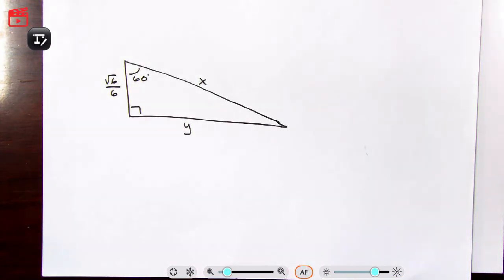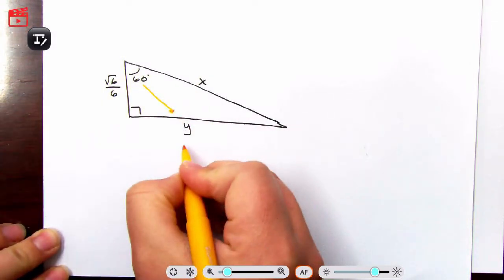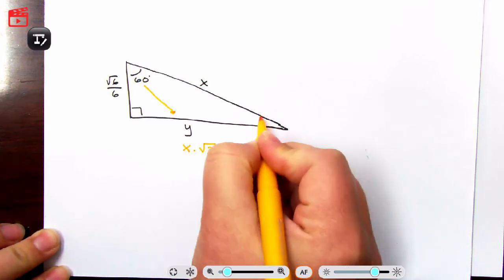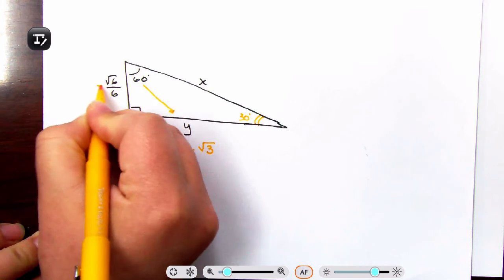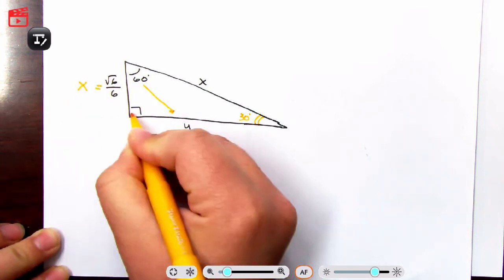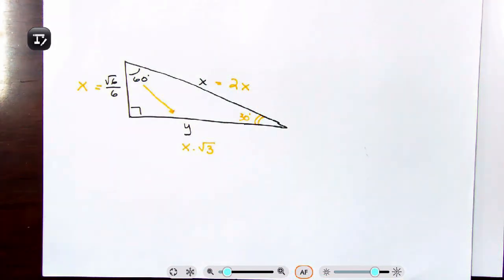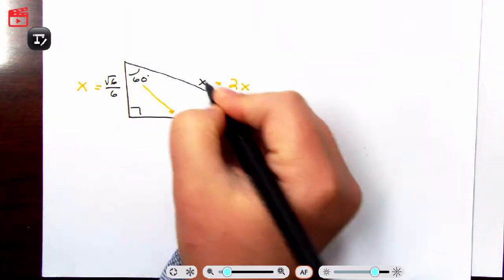This time they have given us a 60 degree angle. So across the street from 60 degrees is our long leg, which is x times the square root of 3. That means this guy is 30 degrees. So across the street from 30 degrees is our x value, and across the street from 90 degrees is our 2 times x. And again, if it helps for you to cross these out, go ahead and do so.